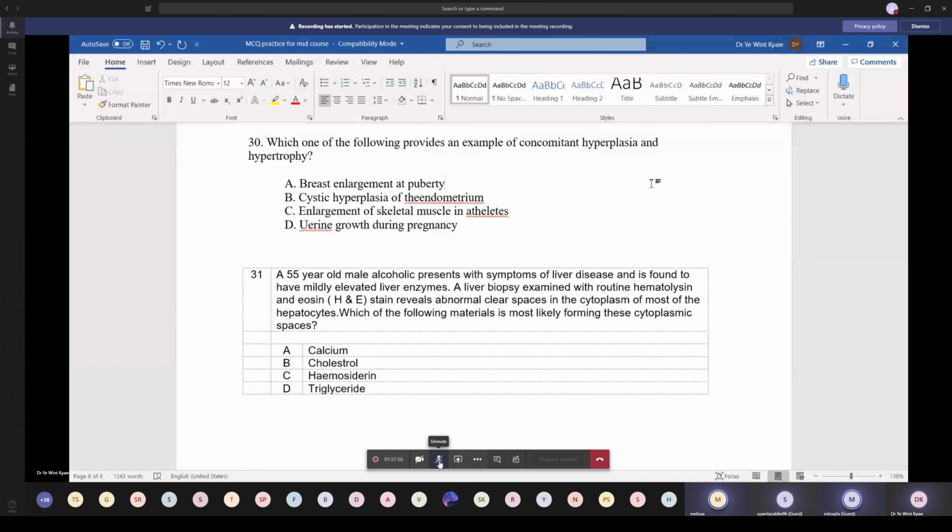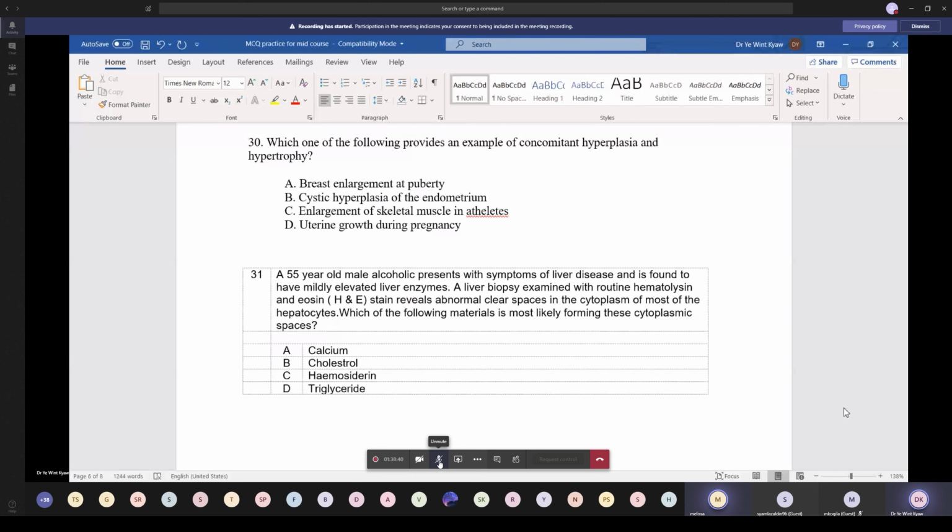Is it the D? Uterine growth during pregnancy. You try. Very easy. So anyone, other people, what is your answer? Only Sham already got the concept. Other people need to know. Uterine. A, B, C, D. Why? D. Melissa, D. Why so long? Pan Shan, what is your answer?